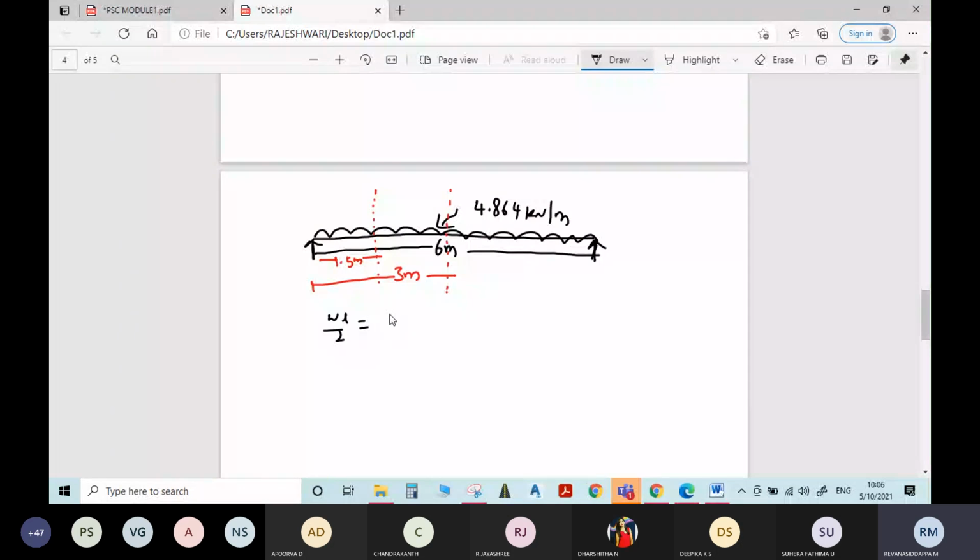Okay, WL by 2, what is the reaction? Tell me. See, 4.864 into 6 divided by 2. How much will you get?